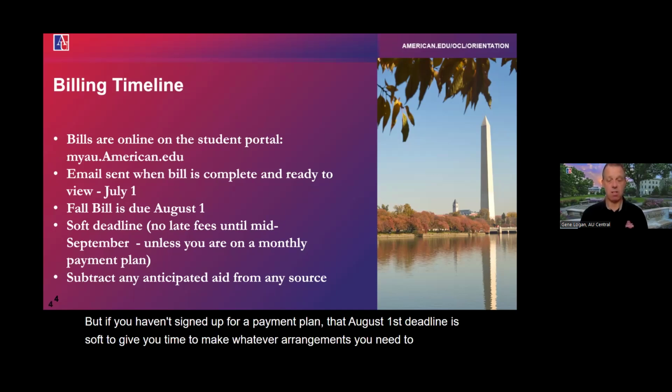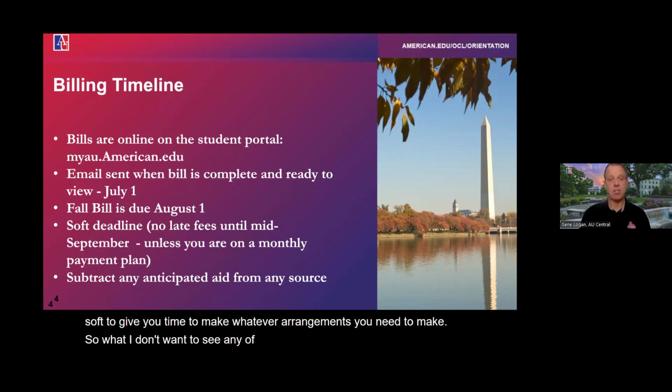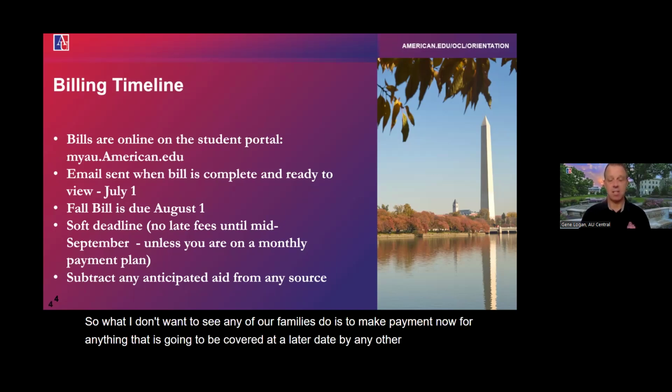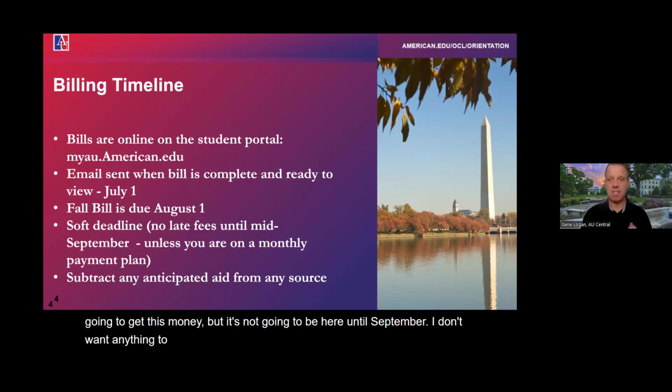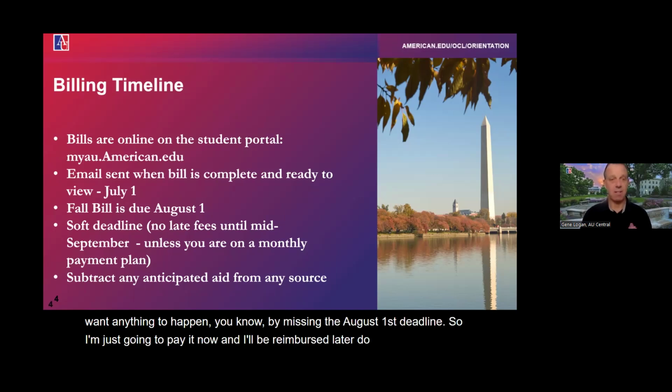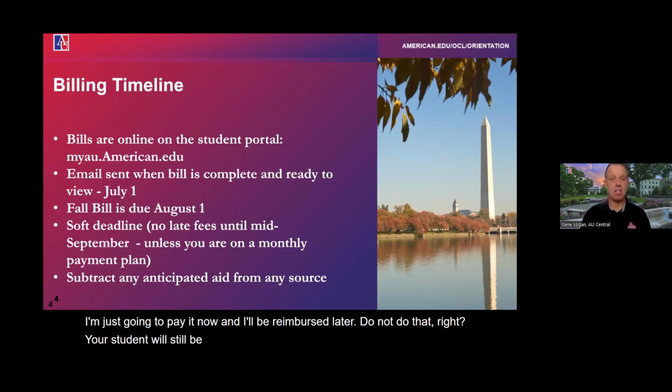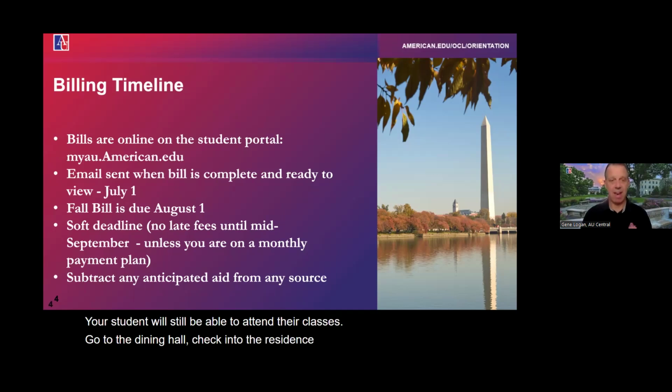So what I don't want to see any of our families do is to make payment now for anything that is going to be covered at a later date by any other source. Right? I've already seen some inquiries from people who are saying, well, I'm going to get this money, but it's not going to be here until September. I don't want anything to happen, by missing the August 1st deadline. So I'm just going to pay it now and I'll be reimbursed later. Do not do that, right? Your student will still be able to attend their classes, go to the dining hall, check into the residence hall, all of that, even if that bill hasn't been paid by August 1st.